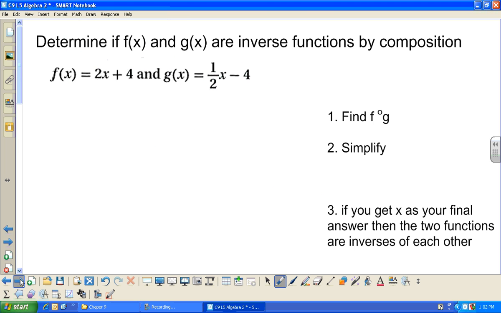So now we want to see if the function of f and the function of g are inverse functions. To do this, we have to find f of g. f of g is the function of g inside the function of f. So when I write this out, wherever I see an x right here, I'm going to replace it with the function of g.